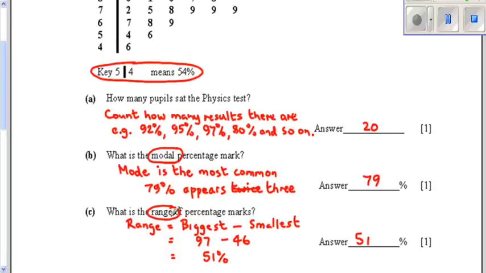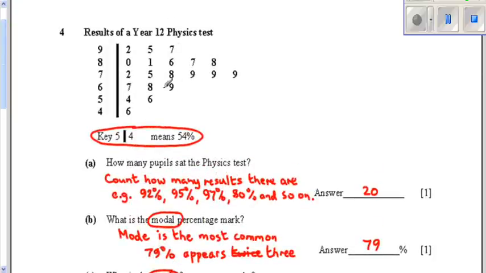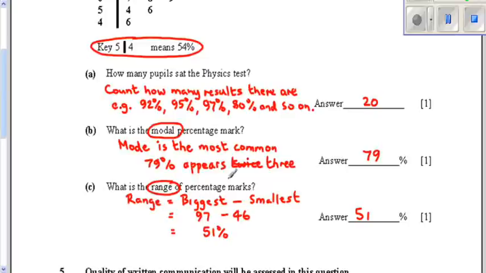Part C then, again, highlight or put a circle around the key word, which is range. So you need to remember that range is going to be the biggest percentage, take away the smallest percentage. If you scroll back up to the stem and leaf, you'll see that 97 is the largest result, the largest percentage, and 46 is the lowest percentage. So you subtract those two numbers and you get your range is 51%.